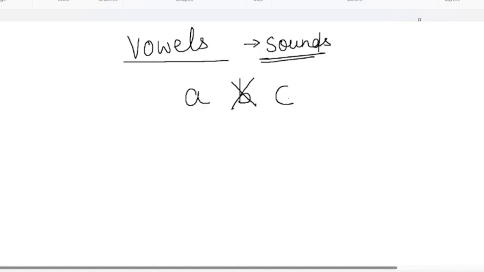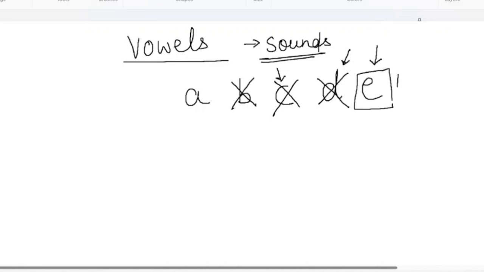C, the tongue is blocking the air, so it is also not a vowel. D, the tongue is again blocking the air, so it is not a vowel. E, tongue, lips, throat, nothing is blocking the air, so this is a vowel.